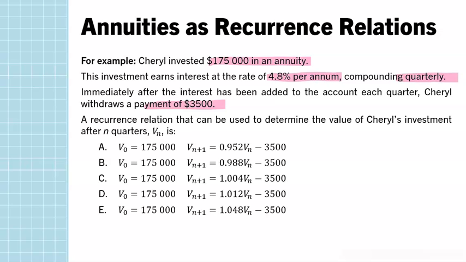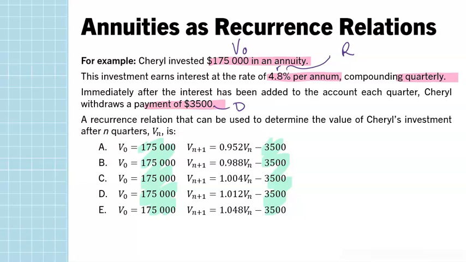Remember, in your recurrence relation here, you're going to have three key components. You're going to have V0, your investment amount. You're going to have R, that you would use your interest rate to calculate, and you're going to have your payment amount, D. We can see in the options given, all of the values of V0 are the same, all of the values of D are the same. So they're not going to help us knock out incorrect answers or identify the correct answer.